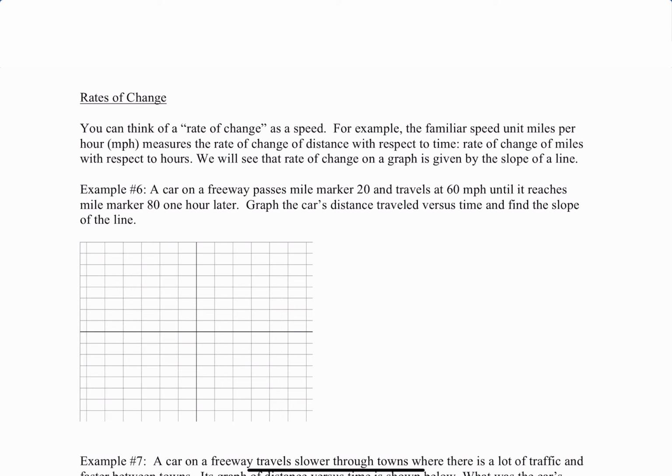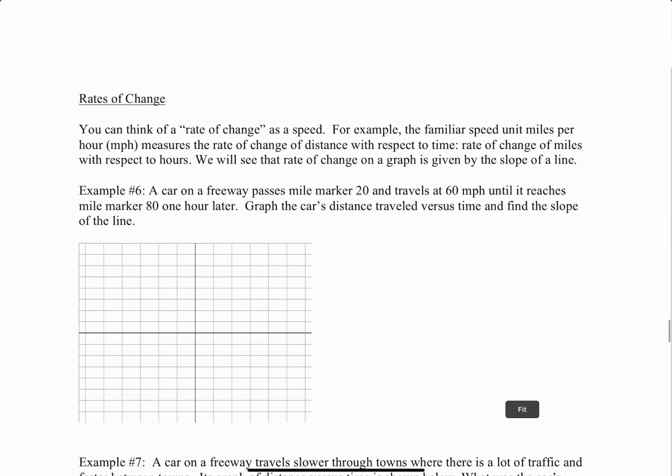For example, a car on a freeway passes mile marker 20 and travels at 60 miles per hour until it reaches mile marker 80 1 hour later. Graph the car's distance traveled versus time and find the slope of the line.